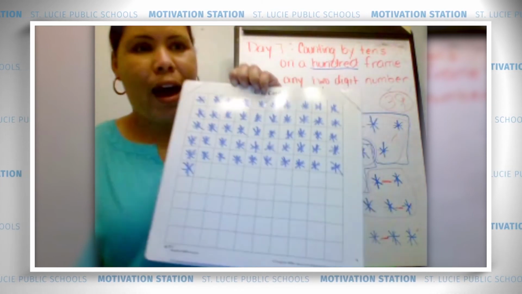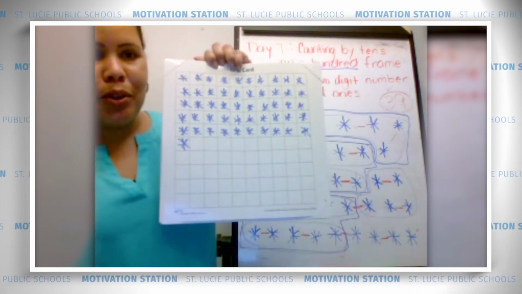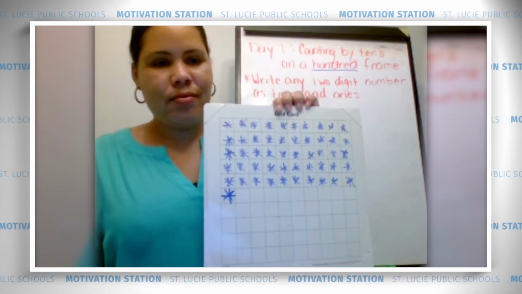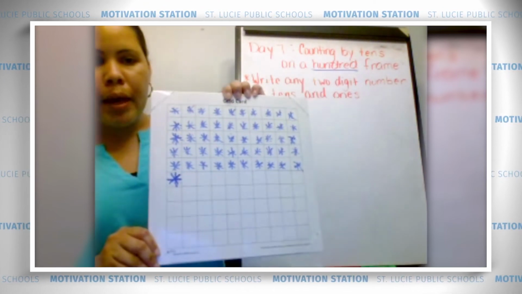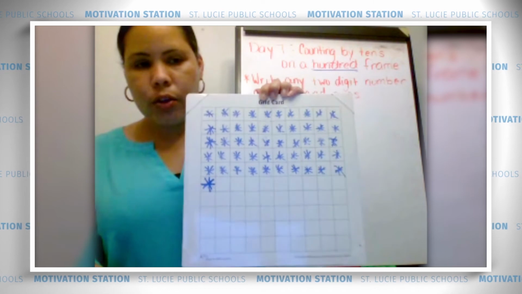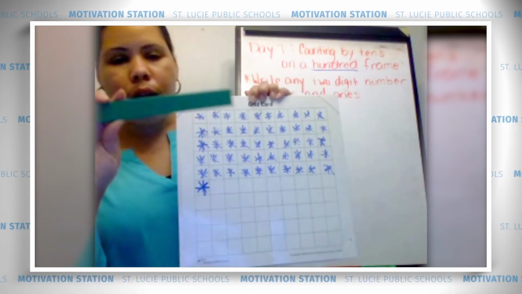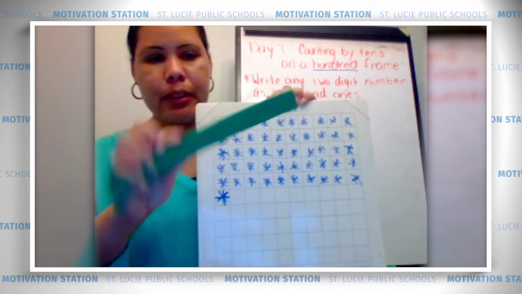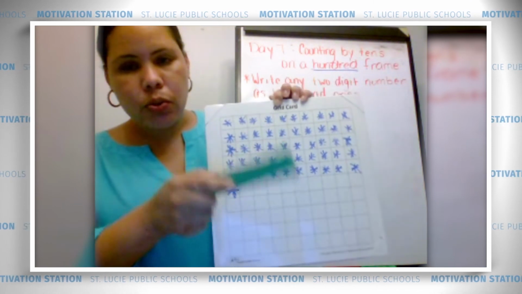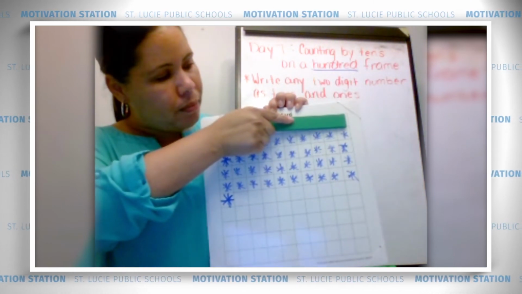Let's figure out how many stars I drew in 1 minute. Are you guys ready? So to figure out how many stars I drew in 1 minute, we are going to use my 10 strips. As I cover it, you're going to count with me.